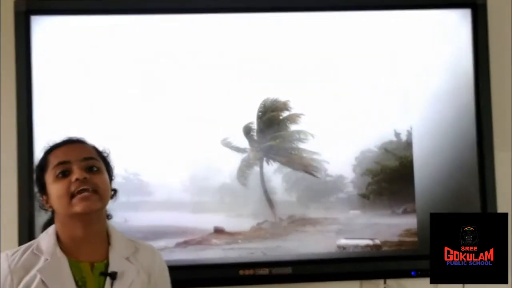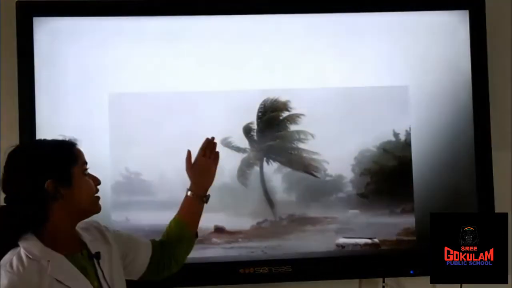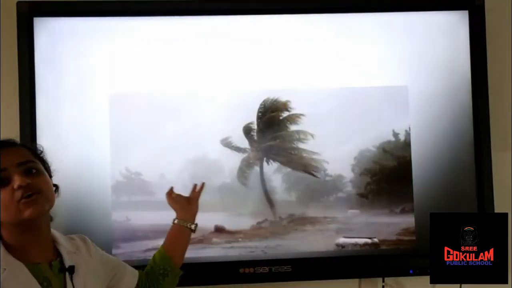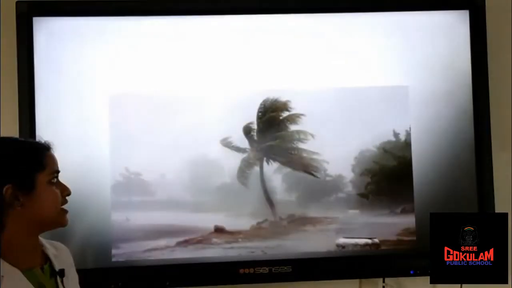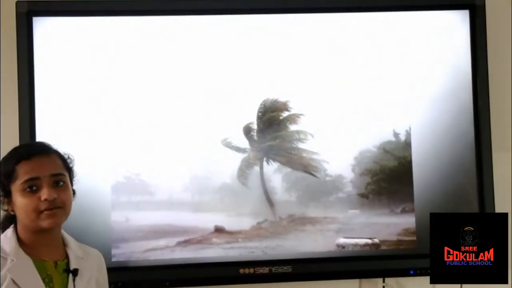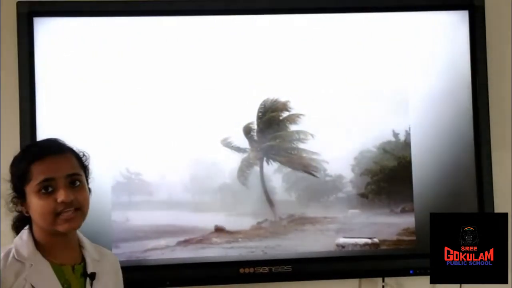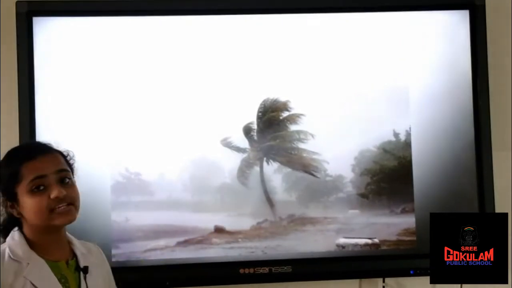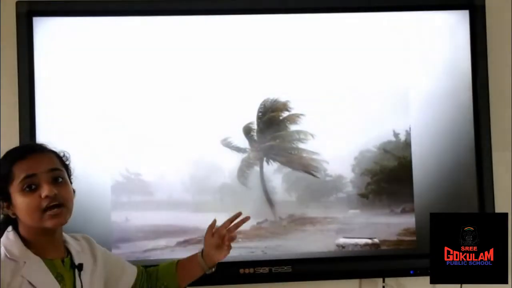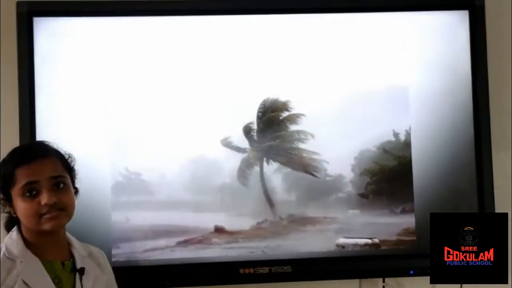That is gale. Okay, look at this picture. You can see a very strong wind, isn't it? A strong wind is moving. Yes, in this picture, can you see that? A strong wind. That is why the leaves of the coconut tree are moving like this.